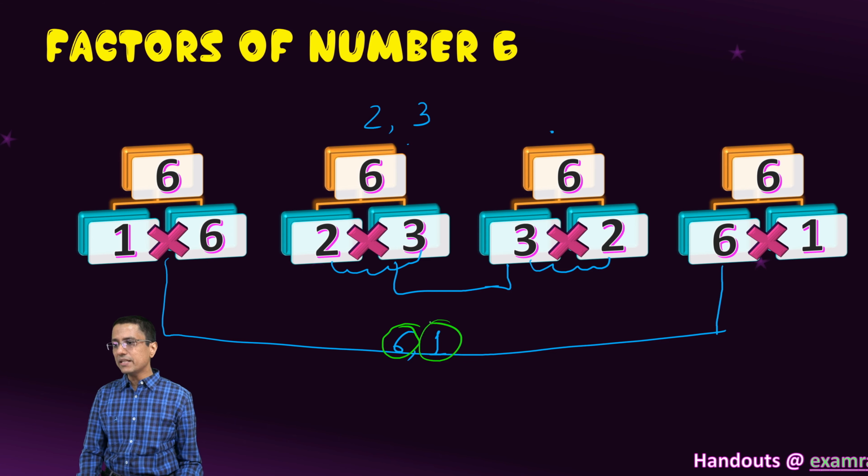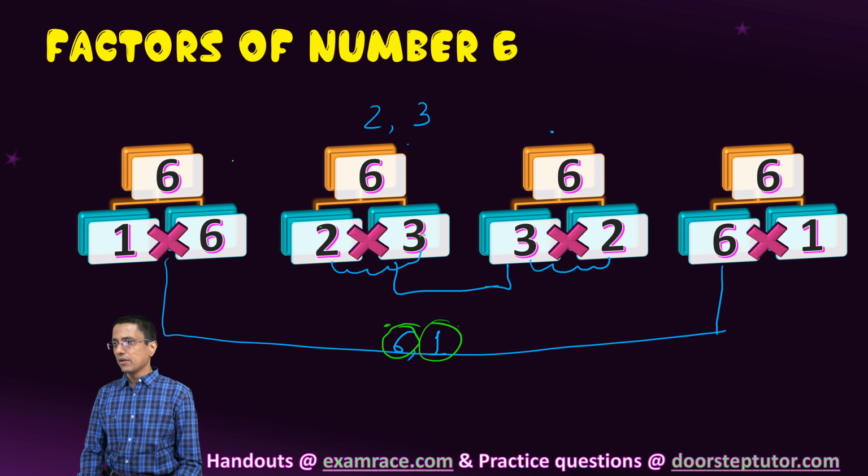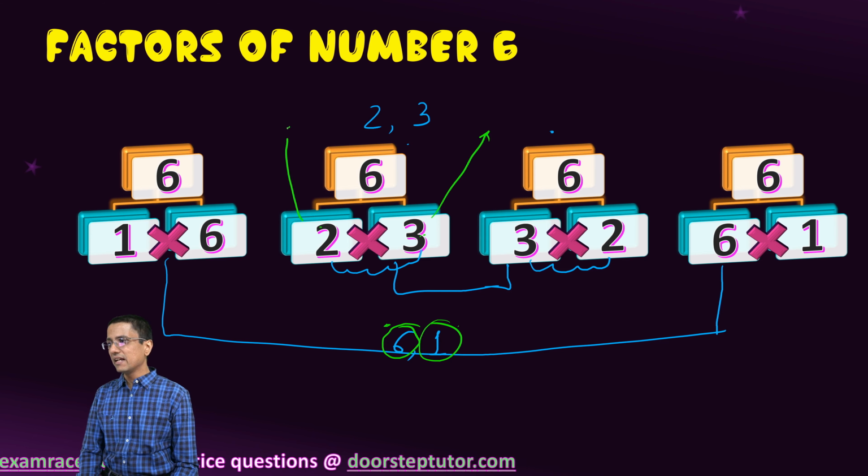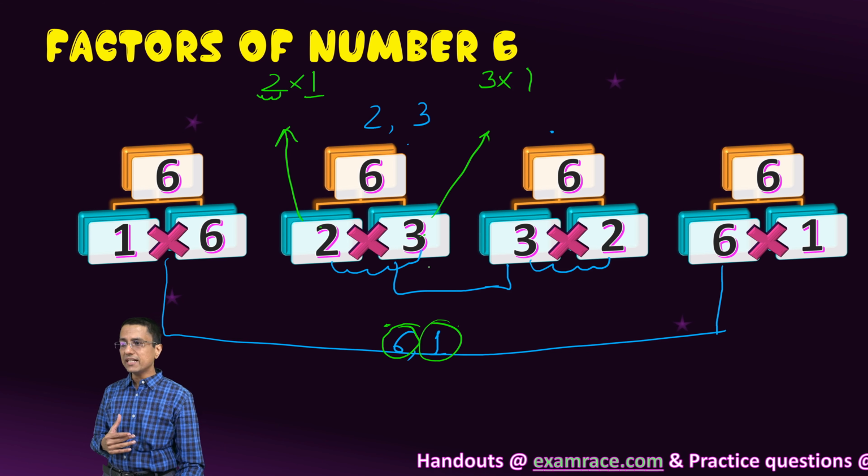However, there is a difference between these factors 6 and 1 and these factors 2 and 3. Number 2 and number 3 are special. And why are they special? They are special because I cannot break them down any further. Okay, so the only way to write number 2 is 2 into 1, and the only way to write number 3 is 3 into 1. So the only factorization of these two numbers 2 and 3 is the number itself multiplied by 1. That is it. We call such numbers prime numbers, and in this case we call them prime factors. So these are the prime factors of number 6.